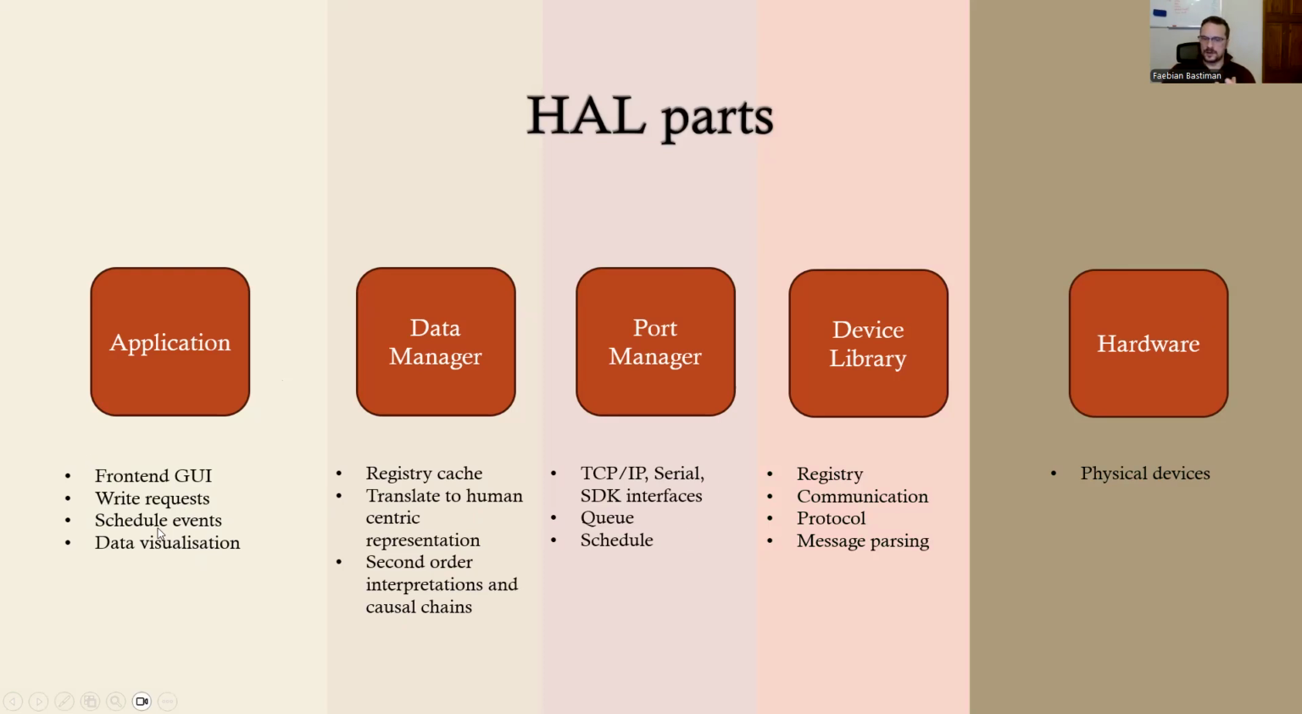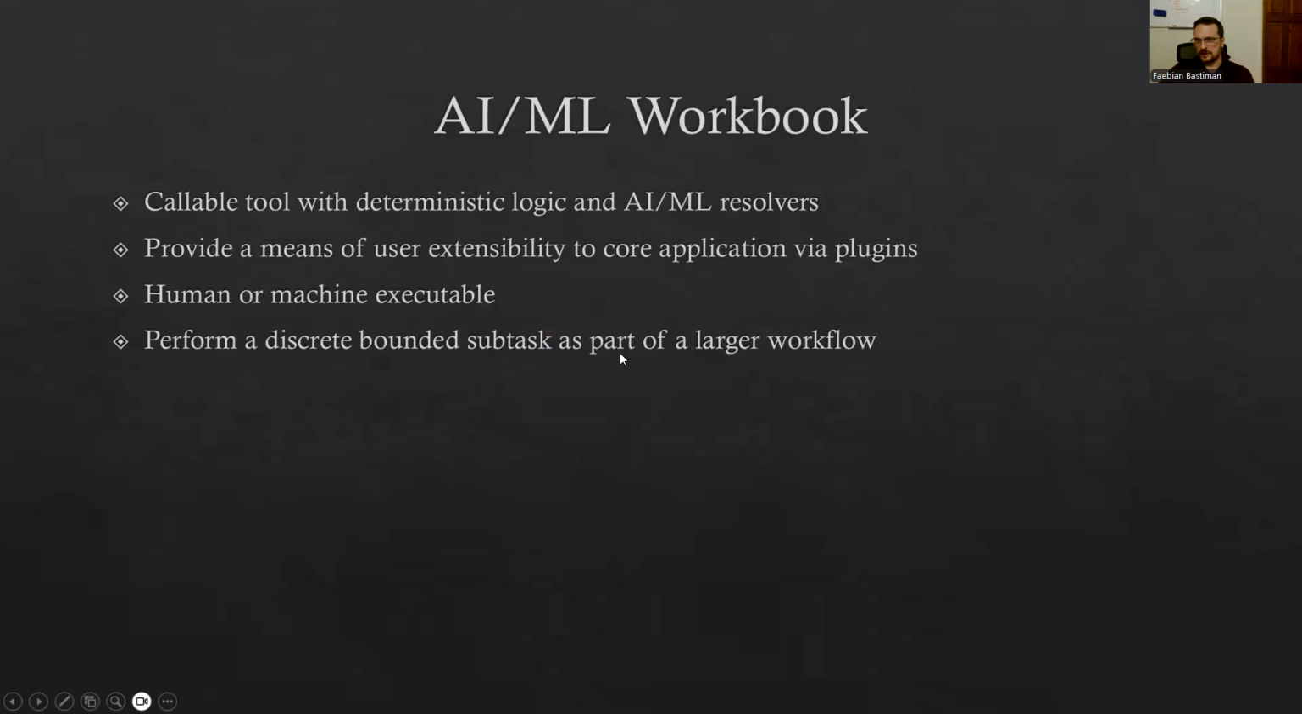And they can visualize these second-order interpretations in terms of charts and tables and figures. And that's the hardware abstraction layer. The second one is this AI/ML workbook, which is a totally different tool. Okay, so the first one is how you communicate with the hardware, how you schedule tasks, and how the agent schedules those tasks.